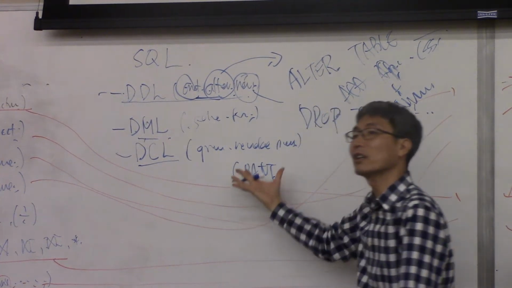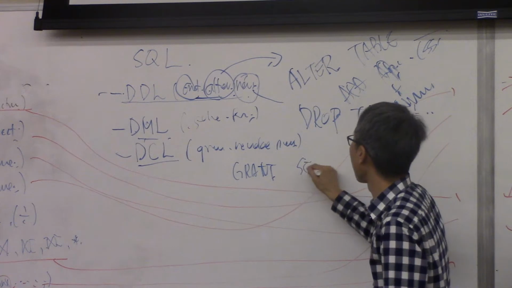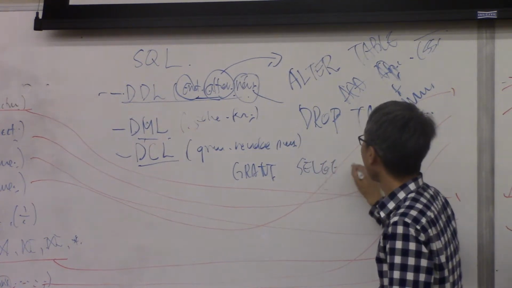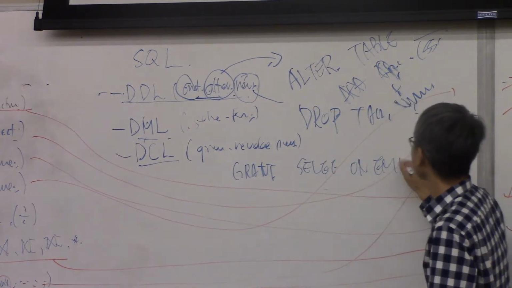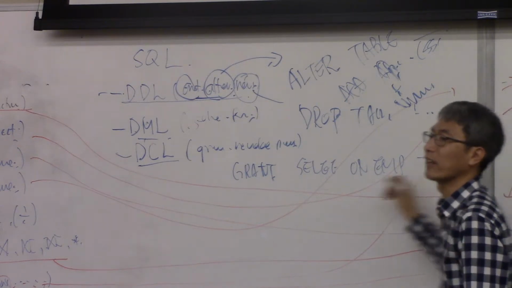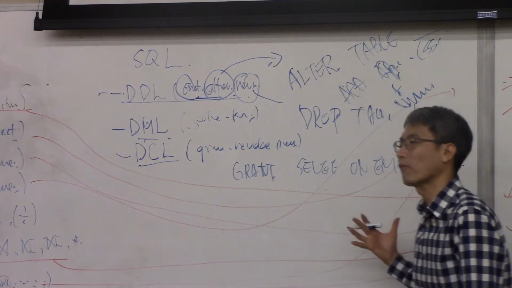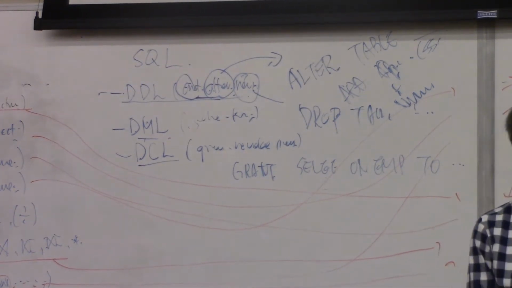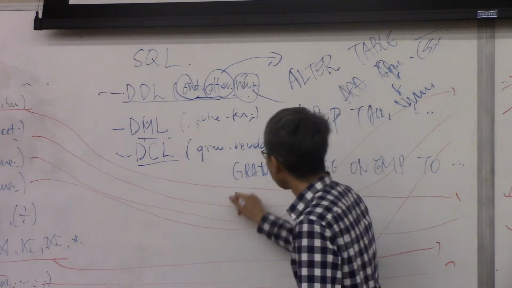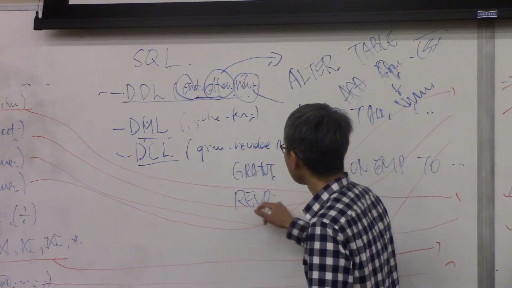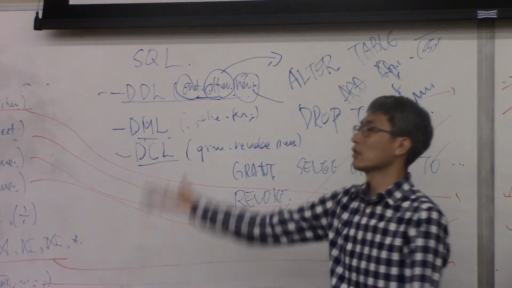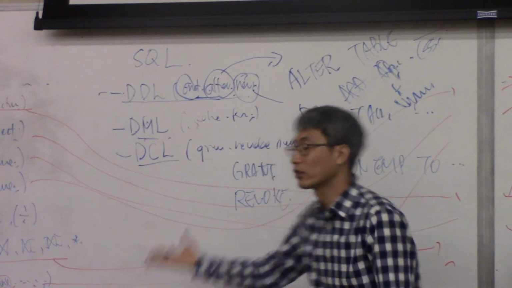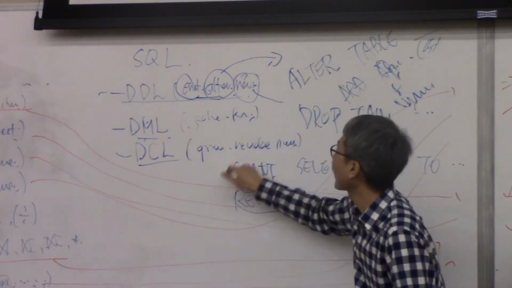DCL is grant, some permission, like the select permission. Select on EMP to the username, like that. Okay, it's very straightforward. We will not cover it in the classroom or exercise lab. Instead, you can learn by yourself. But there are two main DCL commands: grant, and revoke. If you cancel the granted permission, you can use revoke.